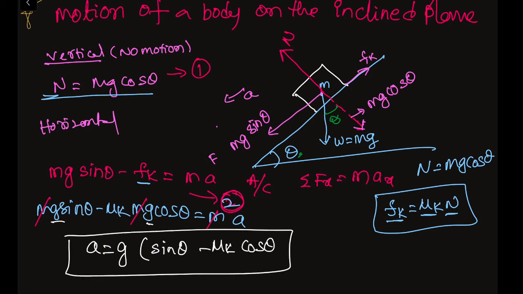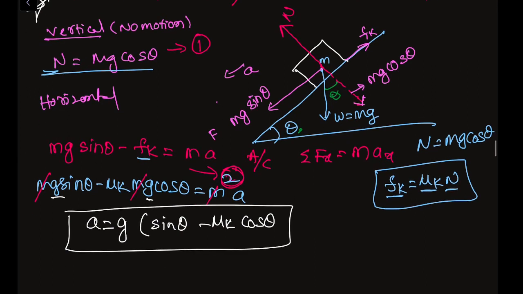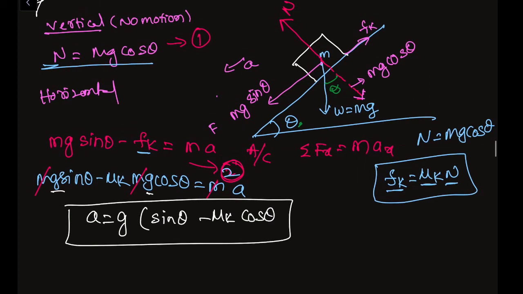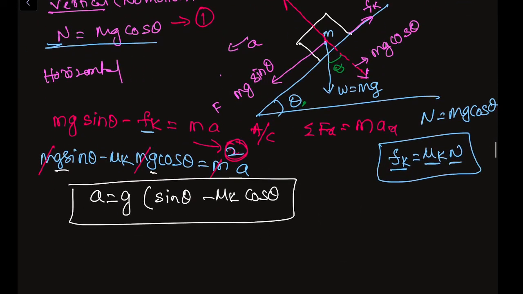Got it, children? This is the important thing: how we can get the acceleration. If we know the acceleration, then we can easily find anything we need to find, such as the time taken or the final velocity. Suppose we need to find the final velocity.